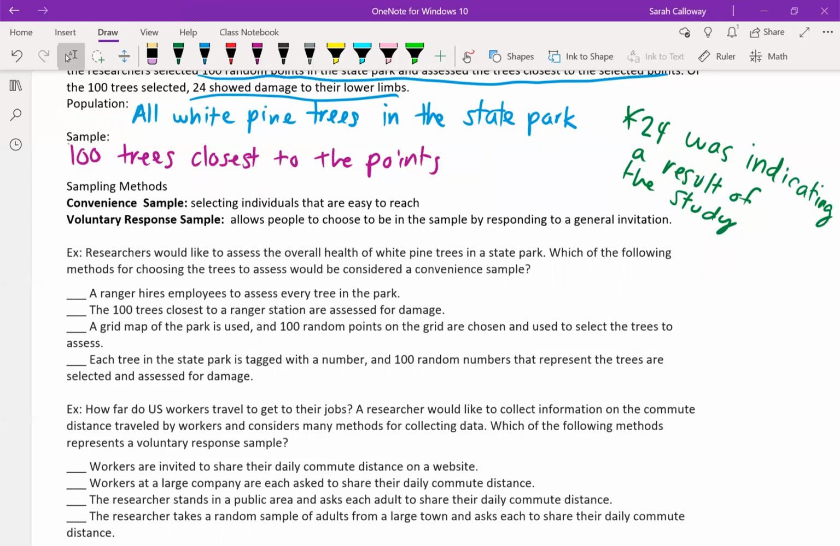So if I was doing a survey, guess who I would survey? All the students in my class. Do I have a good representation of the entire school? I only teach stats, so probably not. I might have a good representation of seniors.